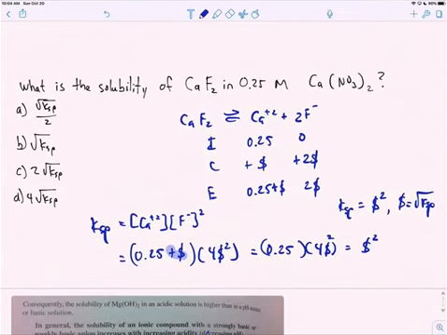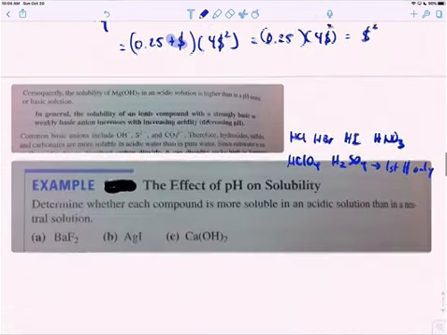So here's one you can try by yourself. What is the solubility of calcium fluoride in quarter molar calcium nitrate? So think about that and let me know what you think, or give it a try.